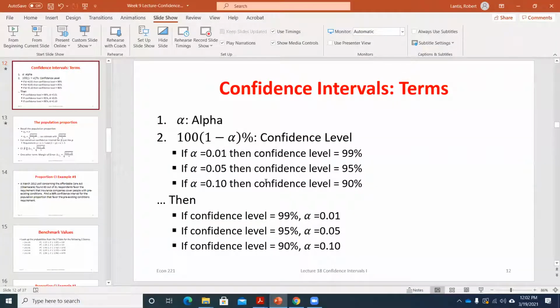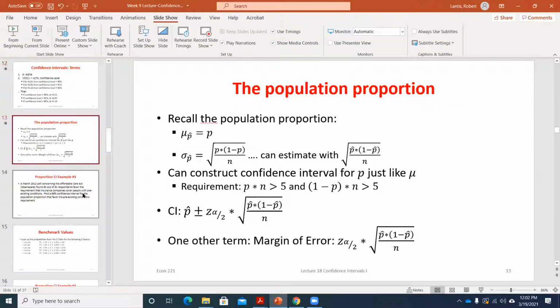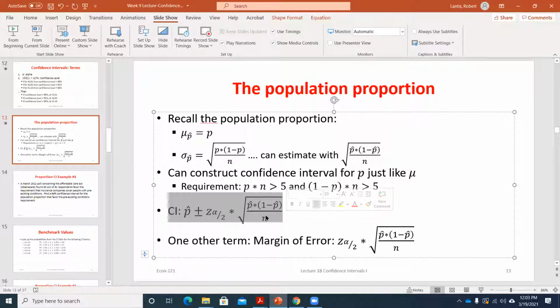So just kind of a reminder, we're building confidence intervals, right? We can build a confidence interval at different levels. The typical levels we've been using are 90, 95, and 99%, which correspond to the alphas of 0.1, 0.05, and 0.01. Okay? We ended last class with the idea that we can really do a similar thing to what we were doing with sample means, but do it with the sample proportion.